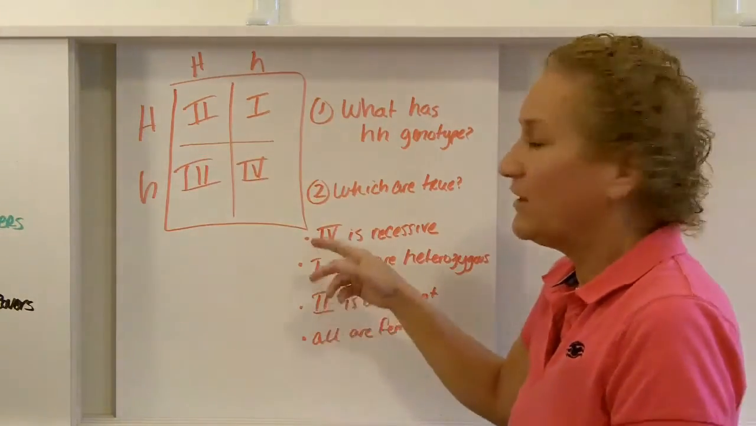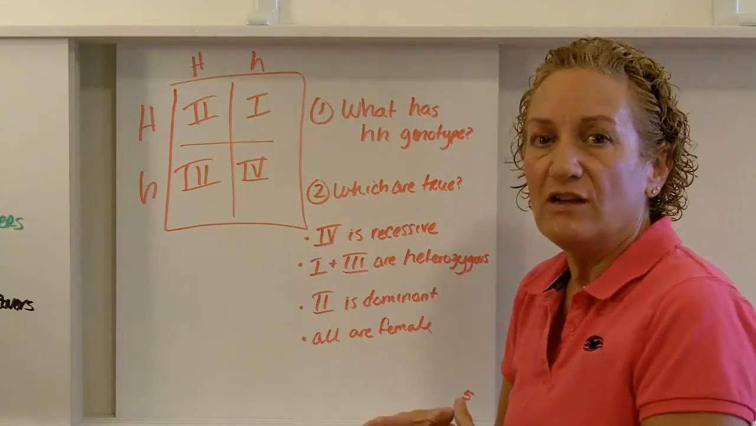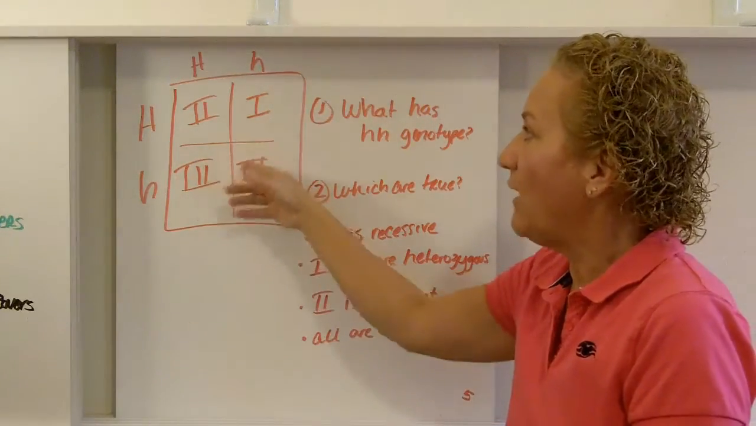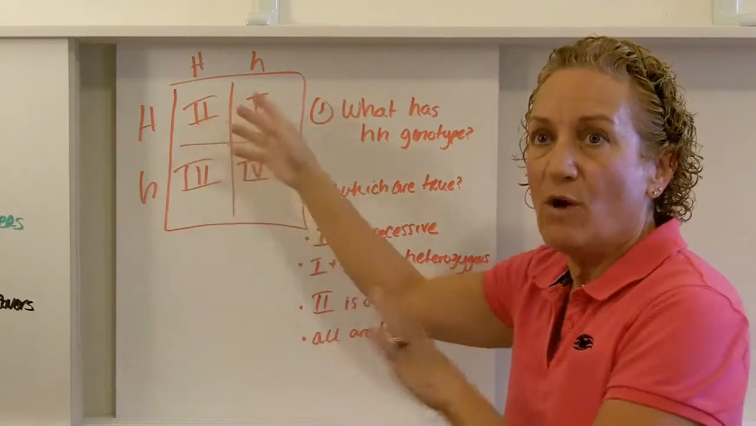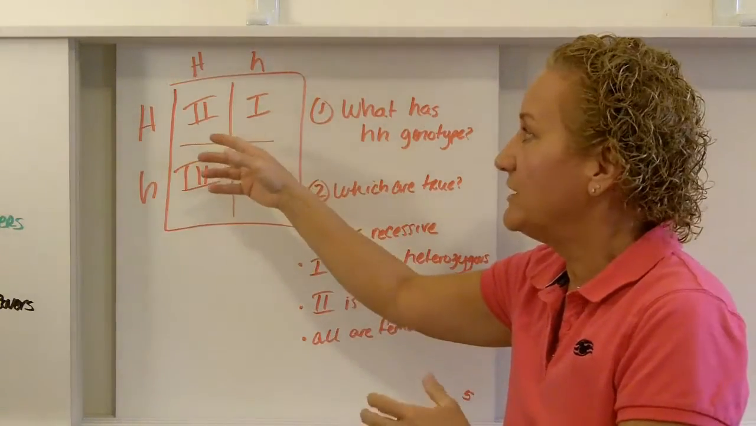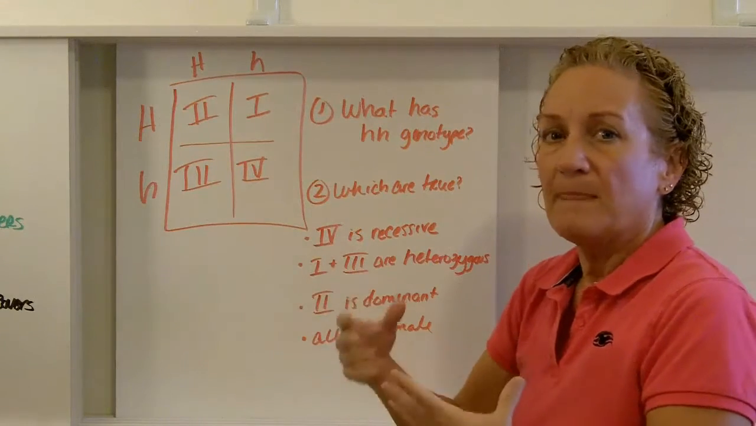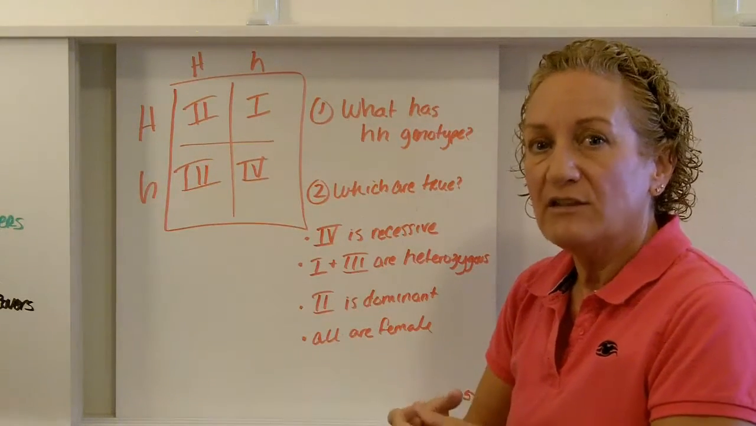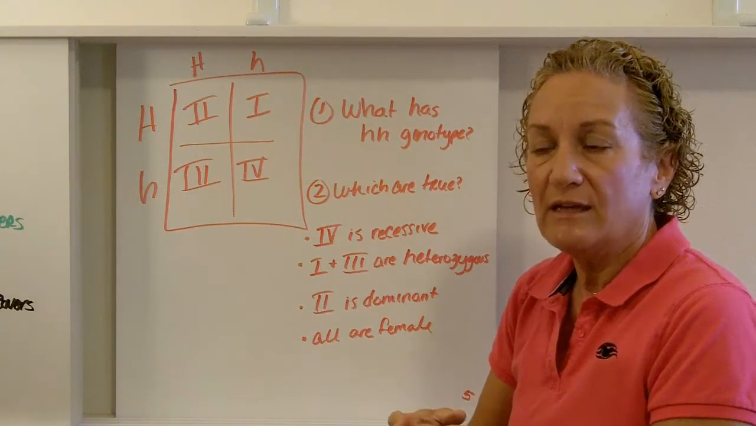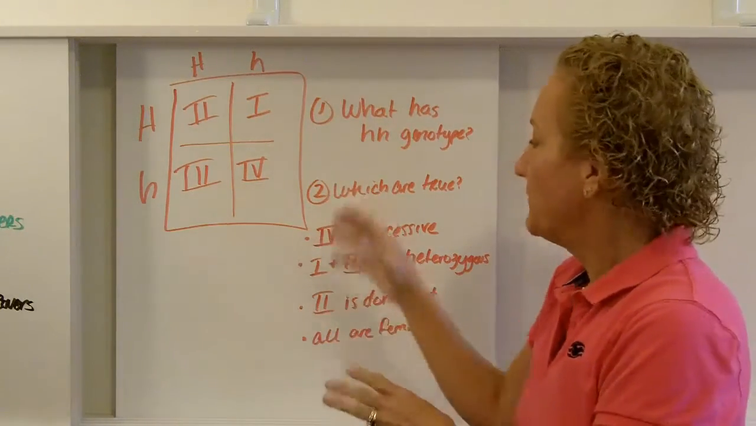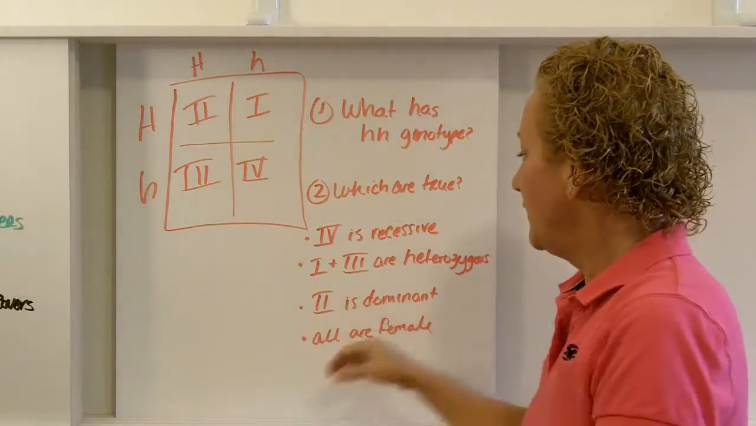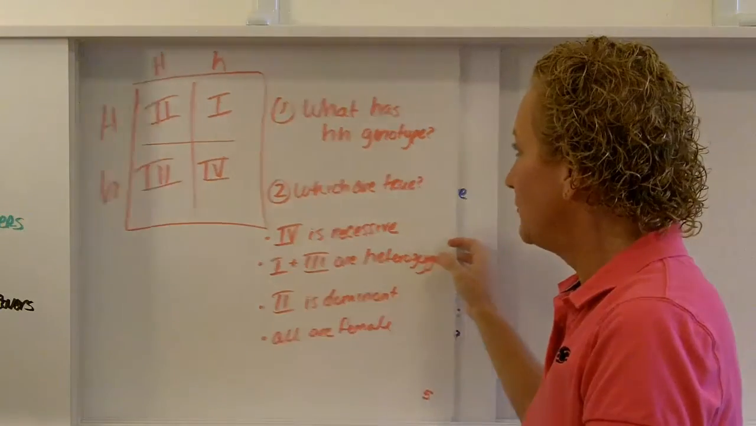And all are female. You know nothing about the gender of the offspring, because that wasn't what we were looking at. Now, if we said that uppercase H was male and lowercase h was female, that'd be a different story. But that's not the way gender works. So the only one that's not true is number 4, the last one.